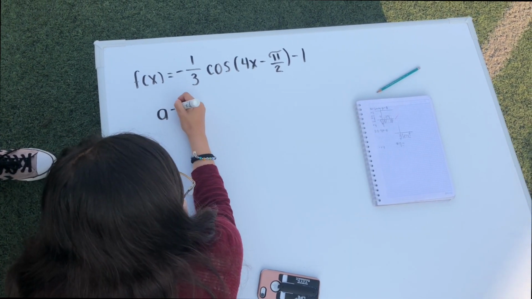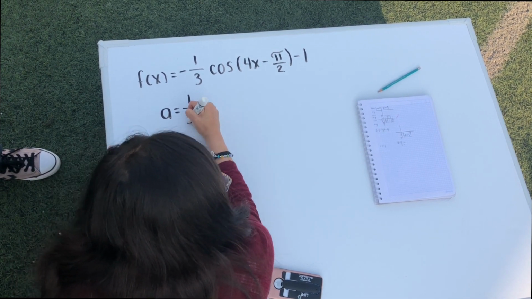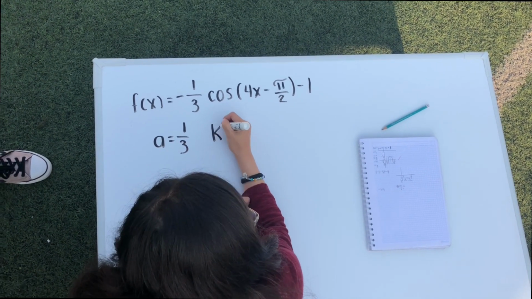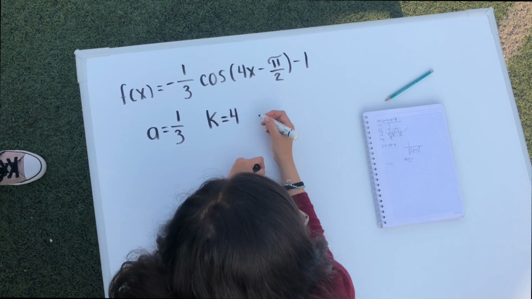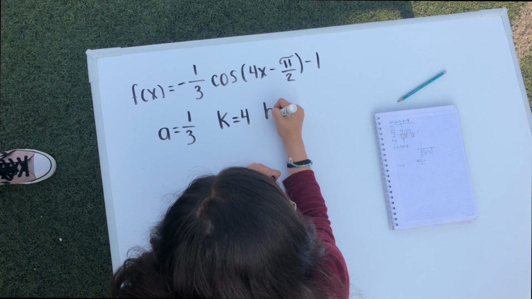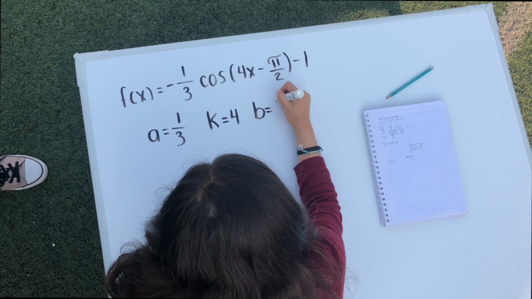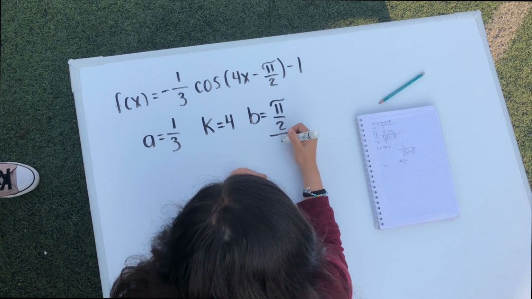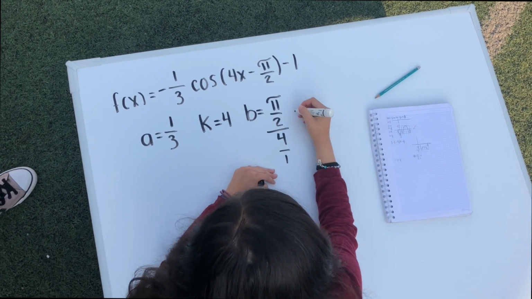A will always be the variable that multiplies cosine or sine, and we will not add its sign, positive nor negative. Then we have k, which is the frequency, and in this case 4 because it multiplies the x. Then we will have b, the horizontal shift, which will be the result of us clearing the argument of the cosine or sine, which will be in this case pi halves over 4, having as a result pi eighths.